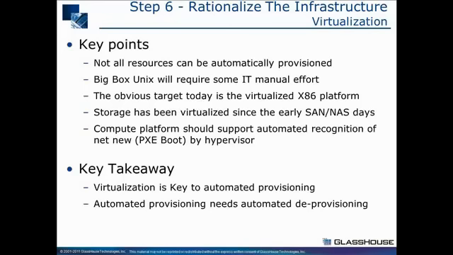The key points in rationalizing the infrastructure are that not all resources can be automatically provisioned, and big box Unix does require a lot more effort. Today, the obvious target is the virtualized x86 platform, and that's really where infrastructure as a service needs to be focused at this point in time. And I can't stress that enough, that it's only on the x86 platform that you will find the software and the support tools and the firmware and the hardware that is truly cloud-oriented and can achieve the objectives of cloud.